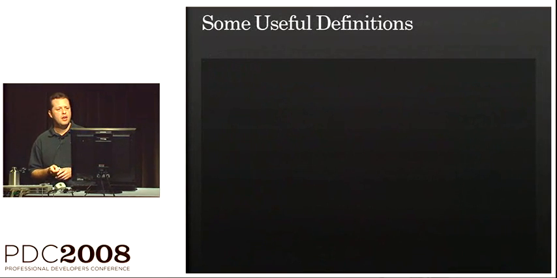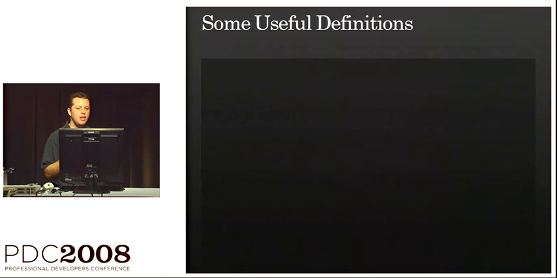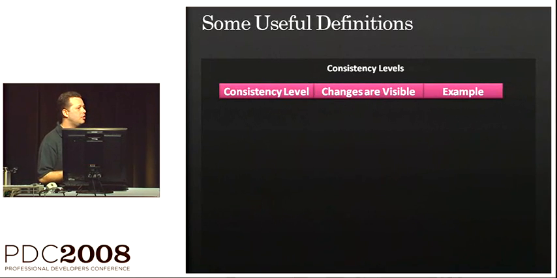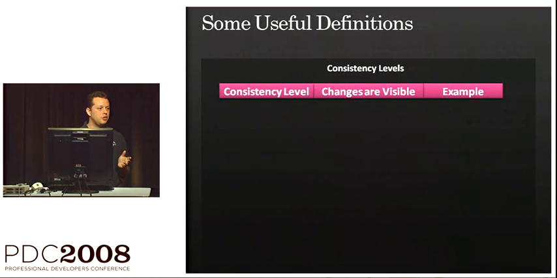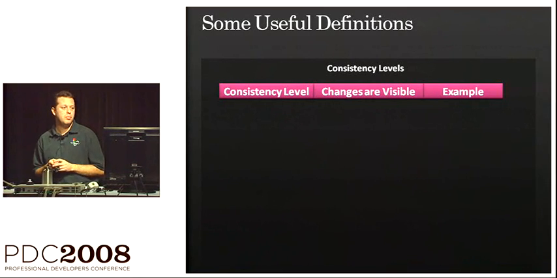So that's one example. Now let me take a step back and define a few things first, a couple useful concepts for the talk. The first is consistency. Consistency is a concept that relates to state management. And the question that consistency asks is this: how soon do readers see data when data is changed by a writer? Seems like a simple question.